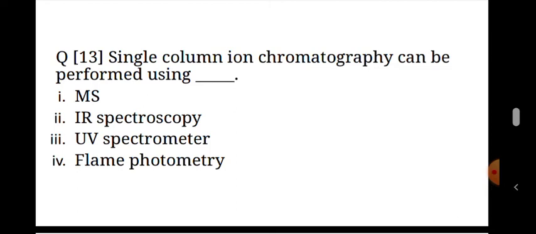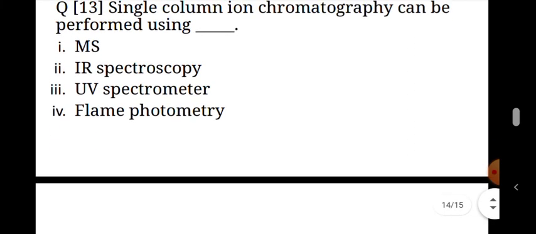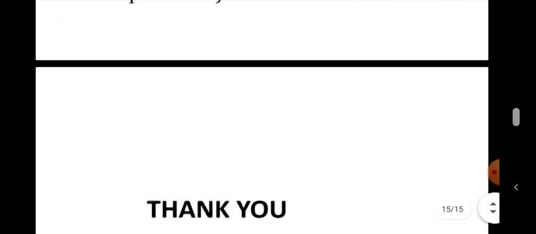So when the mobile phase ions and the analyte ions pass, as long as the mobile phase ions are passing, the absorbance will be there. But as soon as you get an analyte ion, the absorbance will decrease. So you will get inverted peaks in the case of single column ion chromatography. The correct answer is UV spectrometer.